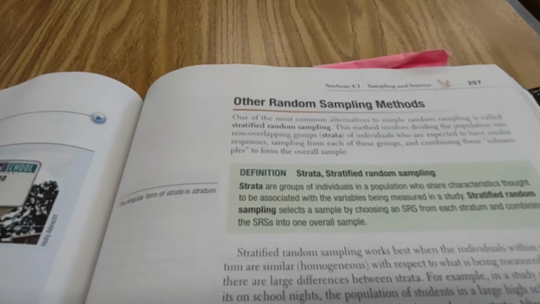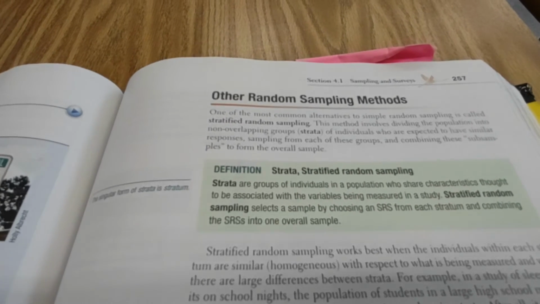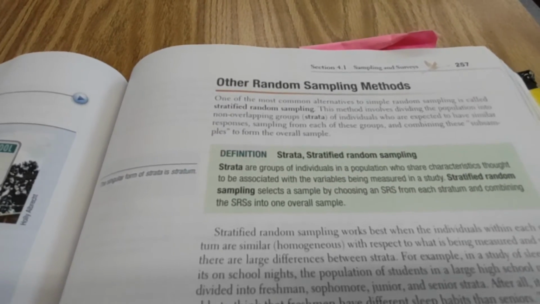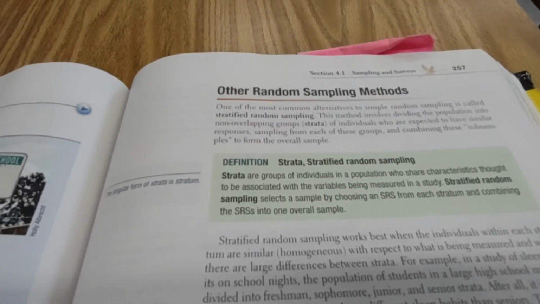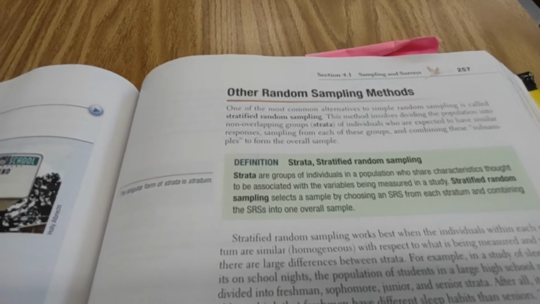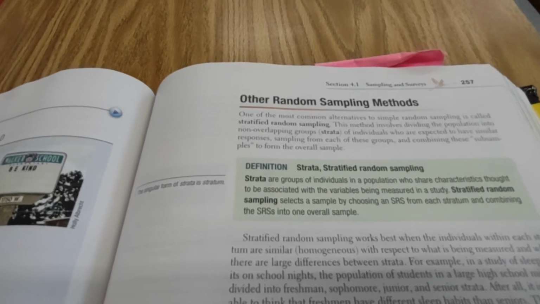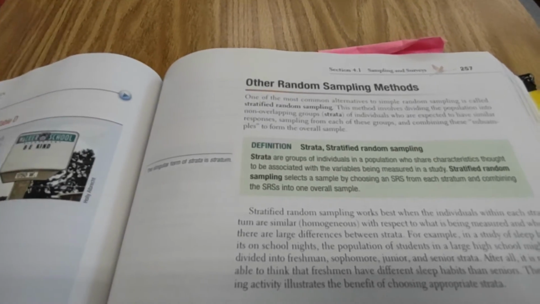And the example they give in the book a lot is at a high school, if you're doing an opinion poll about something and you're getting 40 random people, you might want to make sure you get 10 freshmen, 10 sophomores, 10 juniors, and 10 seniors, because they're going to have varying different opinions. And then within each one of those strata, each one of those layers, strata means layer, you would randomly select 10 from each class.